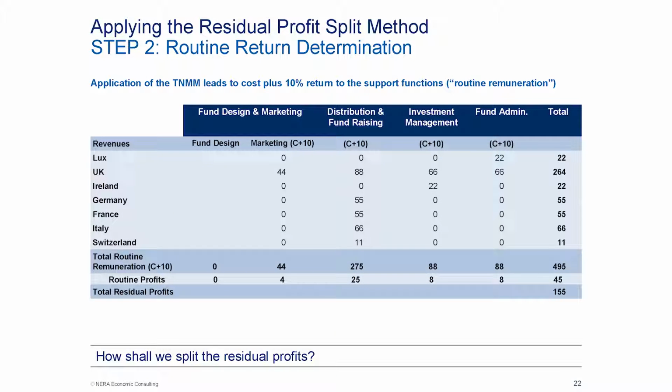Now, a question is, how do we split the 200? So first of all, as mentioned, you've got your benchmarkable functions, so you can remove your routine remuneration by applying, potentially through a benchmarking study, a cost plus 10%, or you apply the TNMM and you determine what the routine profits are for your particular case. In this case, we've applied the 10%. In this case, it turns out to be, for example, 45. We're now on slide 22.